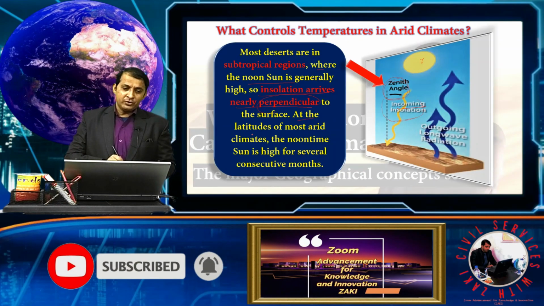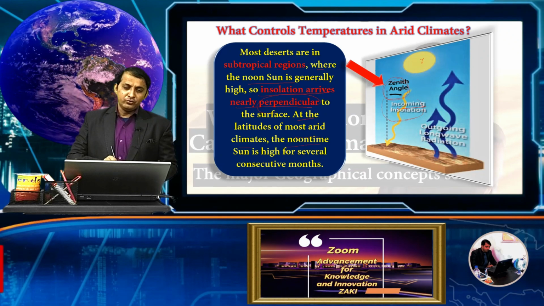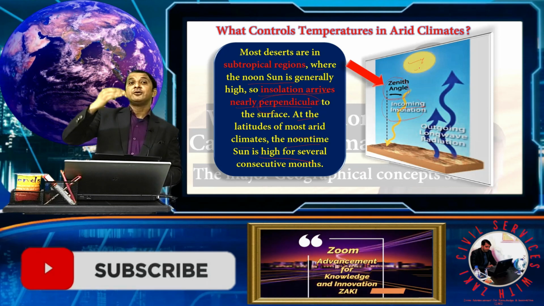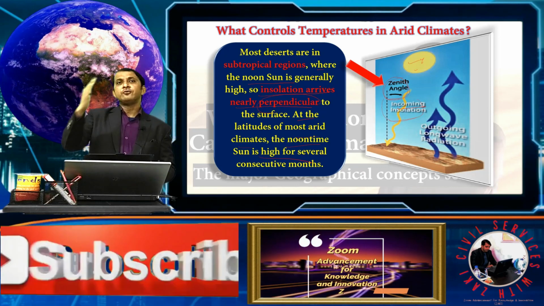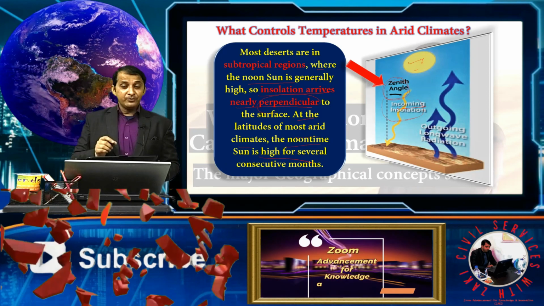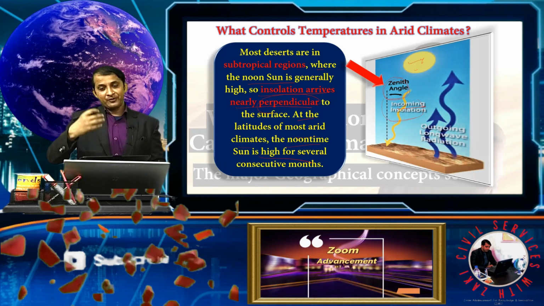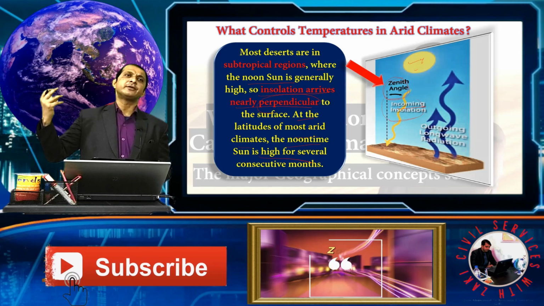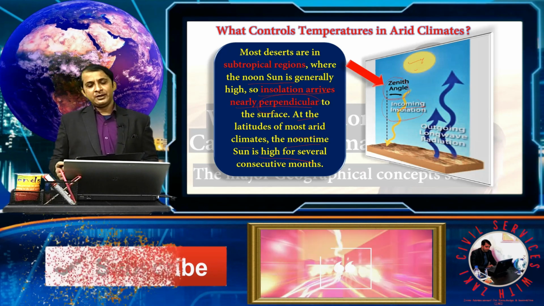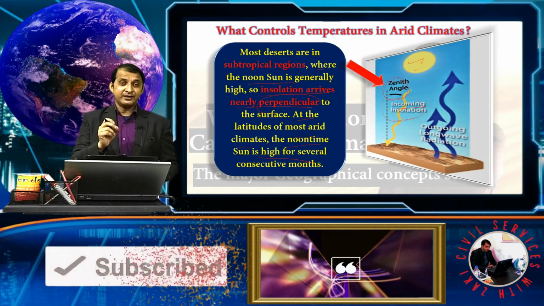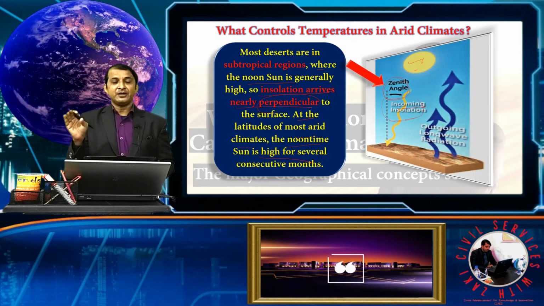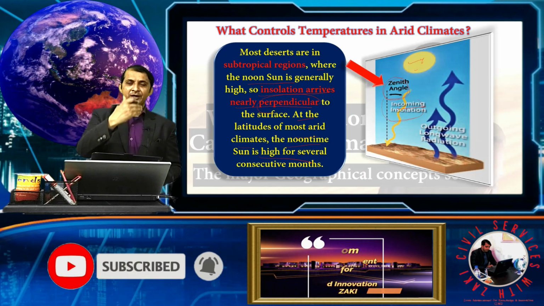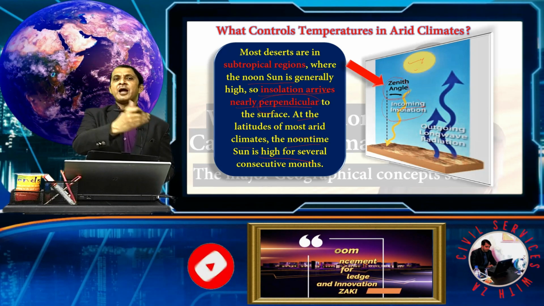At most latitudes, in most arid climates, the noontime sun is high for several months of the year. It means a greater angle for several months, so evaporation is regular for several months. And as you know, these desert climate areas have less cloud, less precipitation and fair weather, due to the subtropical high pressure belt.